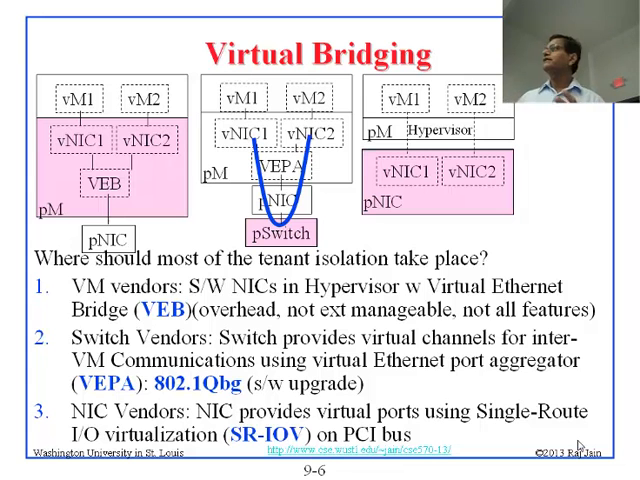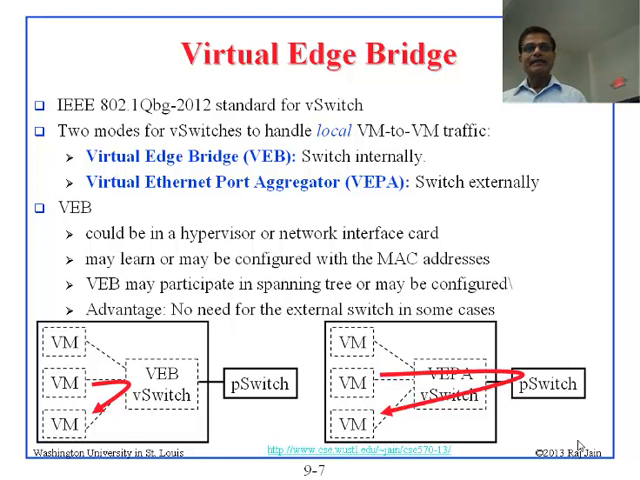So three solutions for the same problem. The problem is that you have multiple VMs, but only one physical NIC. So how do you make multiple virtual NICs out of one physical NIC? So this is the IEEE standard, Virtual Edge Bridge, VEB. It is IEEE 802.1 QBG 2012, just last year, it just came out.